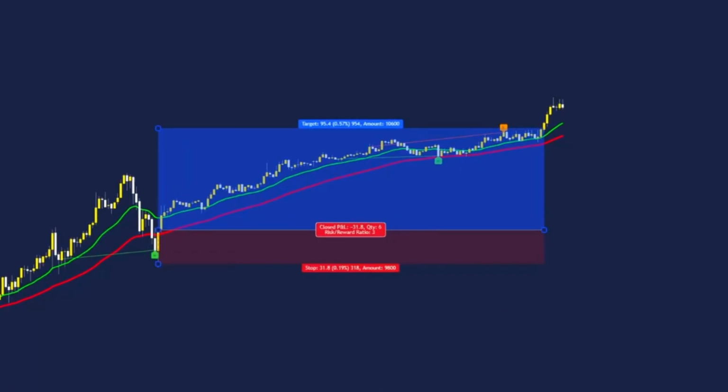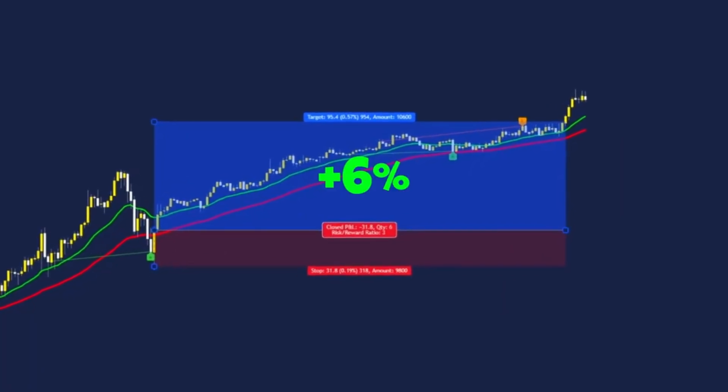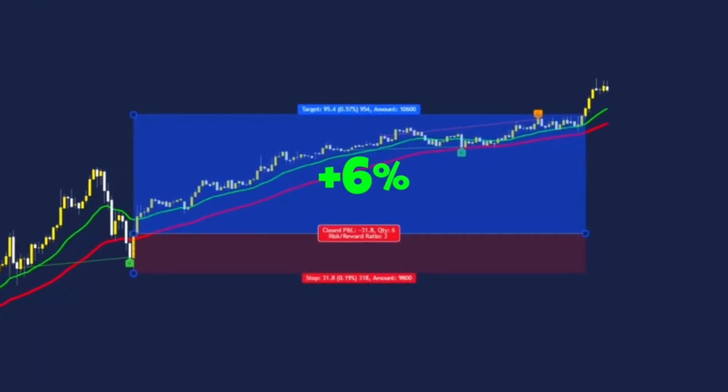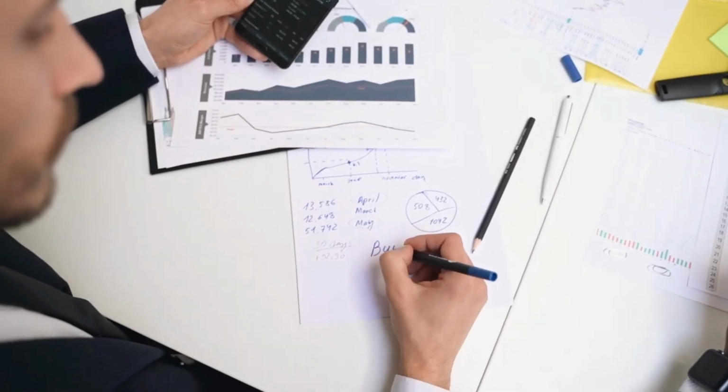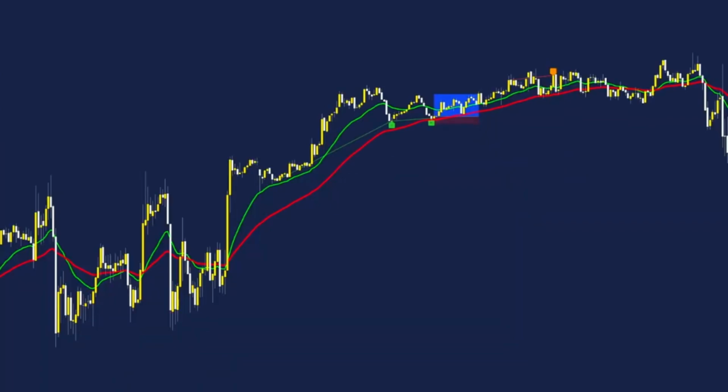And as we can see, the trade perfectly hit the desired target price, giving us a 6% profit based off the 2% risk per trade. This is a very simple strategy to use. Here is another perfect example of a buy or long position.